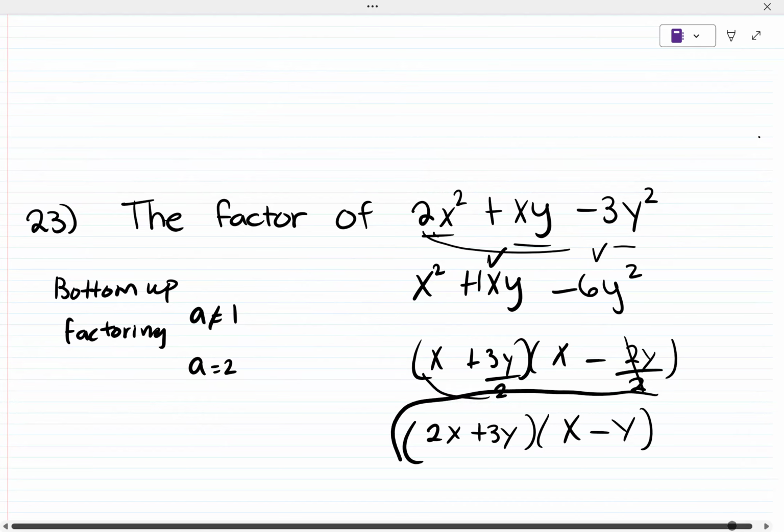So this technique is called bottoms up factoring. Okay, I am going to stop here.